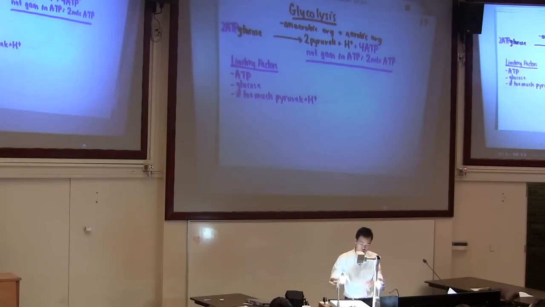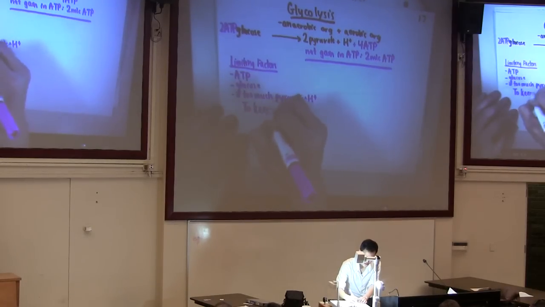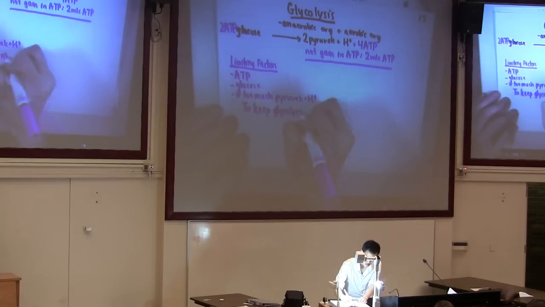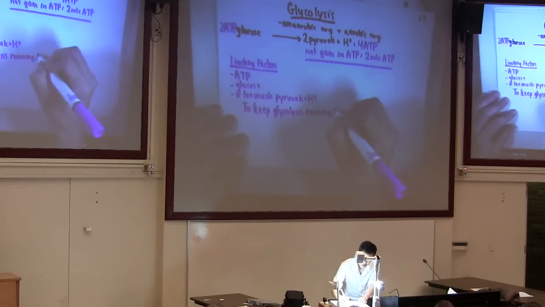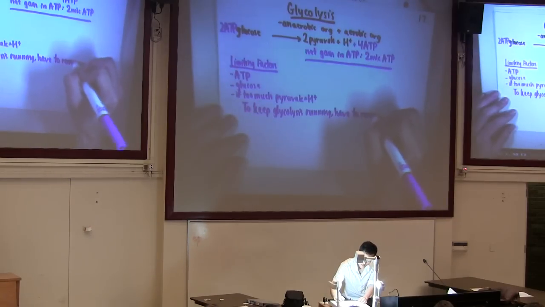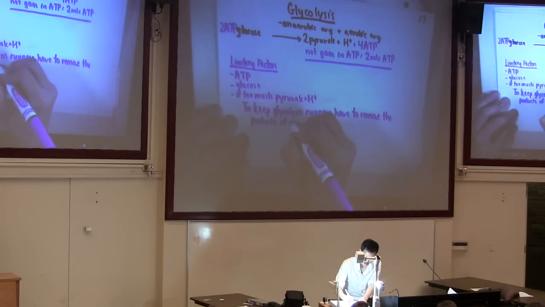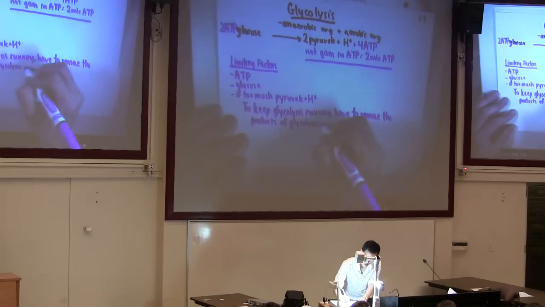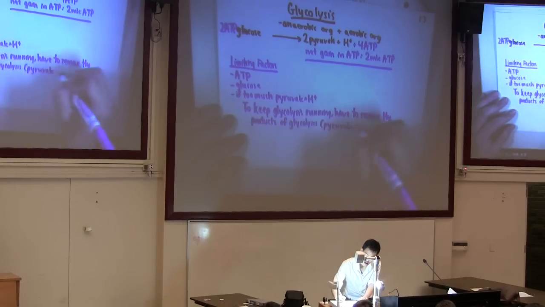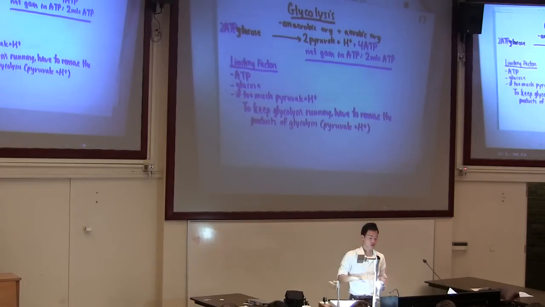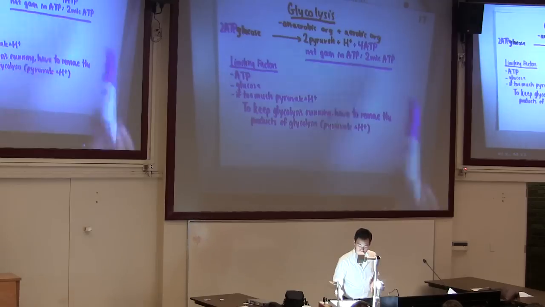right? So to keep glycolysis running, you have to remove the products of glycolysis, which are pyruvate and hydrogen ions. Does that make sense? Okay. So, again, the overall purpose of glycolysis is you're breaking down glucose to produce ATP, right? So right now, you've only made 2 molecules of ATP.